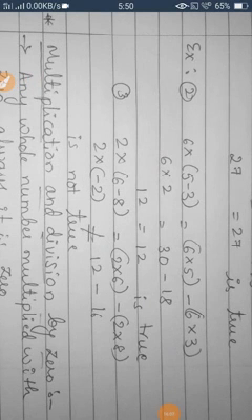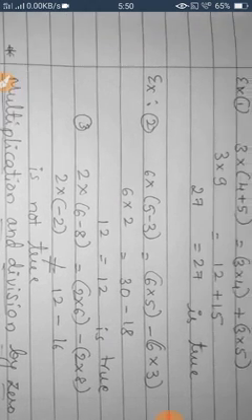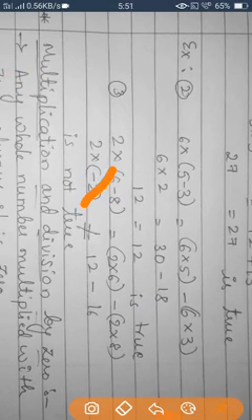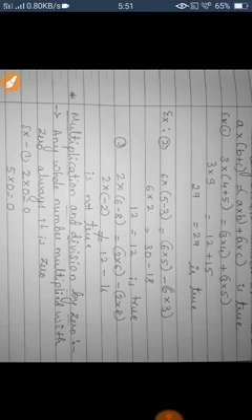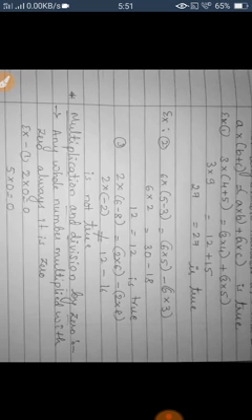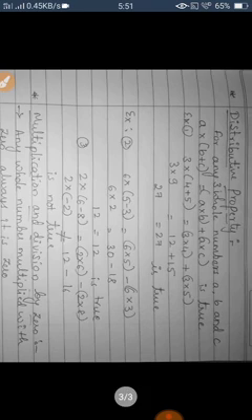How is it? 2 into (6 minus 8). 6 minus 8 we can't do in whole numbers, because from 6, 8 will not go. So this is not true. Then what we can conclude is the distributive property of multiplication over addition only, not subtraction. Keep it in mind, always it is addition: distributive property of multiplication over addition.